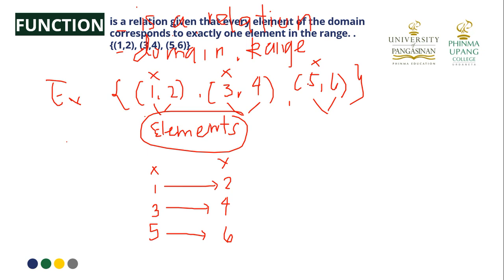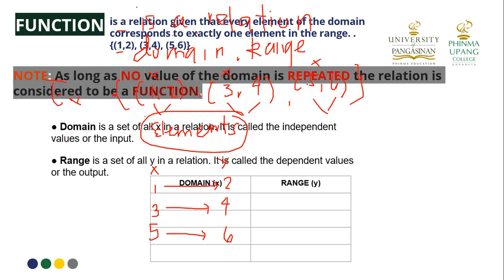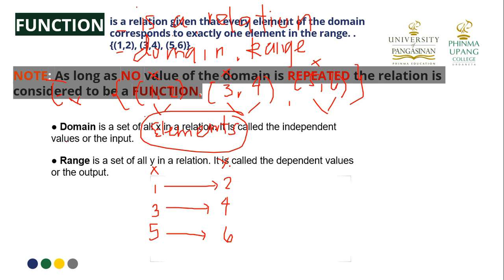Otherwise, for example, yung y. Sir, paano yung y pag naulit? Function pa rin siya. Okay, so mamaya bigay tayo ng example. Yun. Domain, sinabi ko na sa inyo kanina, domain is a set of all x in a relation, and the range is the set of all y in a relation.